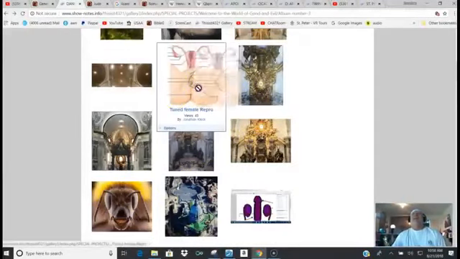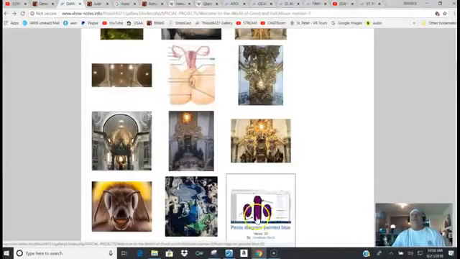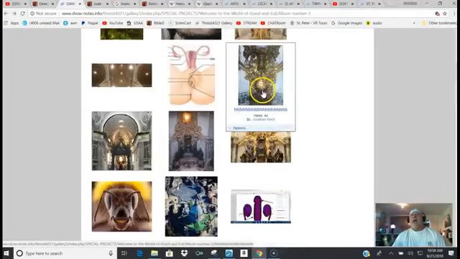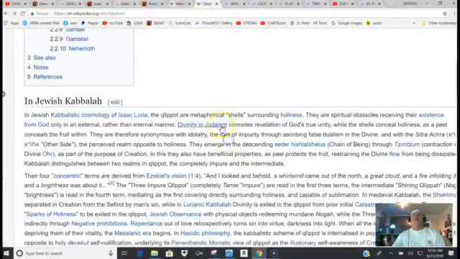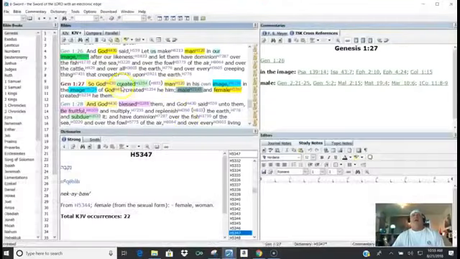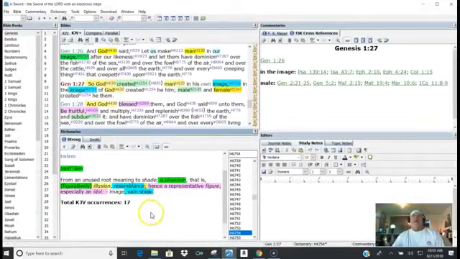So they did create them male. Let's do the male first. So they did create them male and female. They created them as an idol. Oh my gosh. The kelapot are metaphorical shells surrounding holiness. They are synonyms with idolatry. Oh, wow. Let us create man in our image. A representative figure, especially an idol.